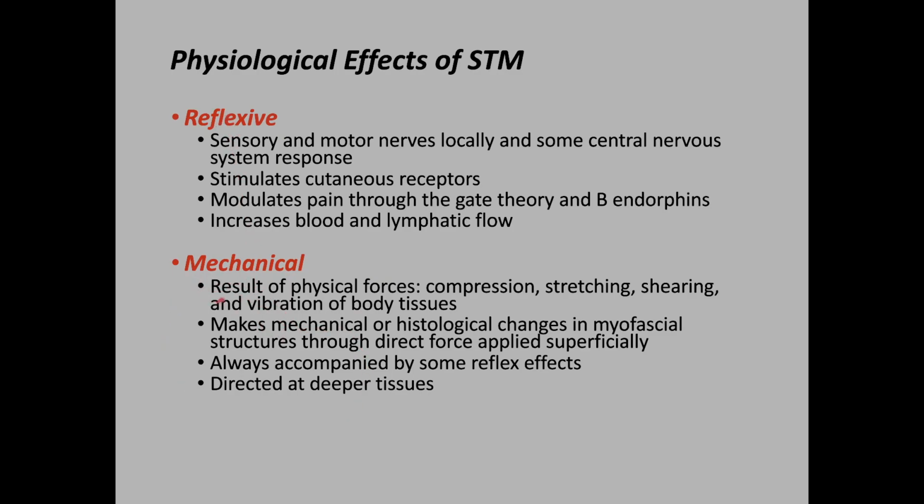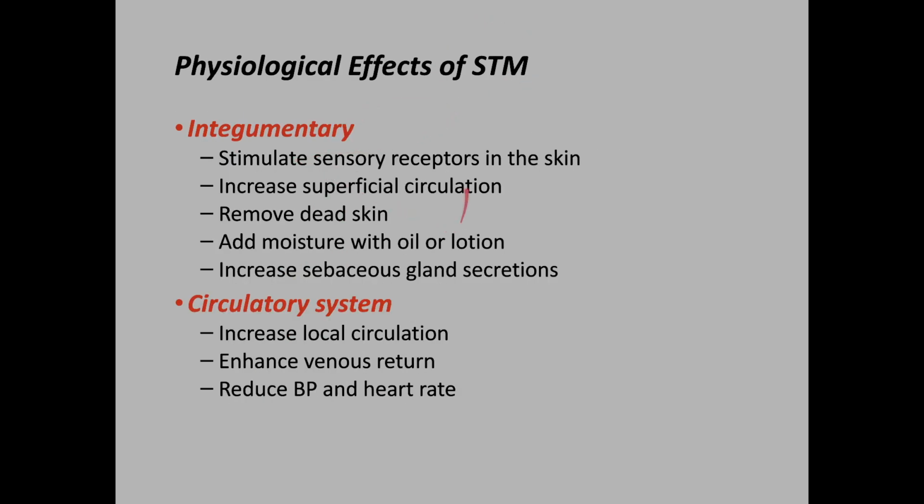For instance, the result of forces can help to change the mechanical nature, the histological makeup of the myofascial structures with direct force. So know these in terms of their effectiveness from soft tissue massage, and then understand some of the basic purported benefits that we get from soft tissue massage on these bodily systems. So just take a look at things like stimulating sensory receptors in the skin, increasing superficial circulation. This is specific to the integumentary system, circulatory system, increased local circulation.